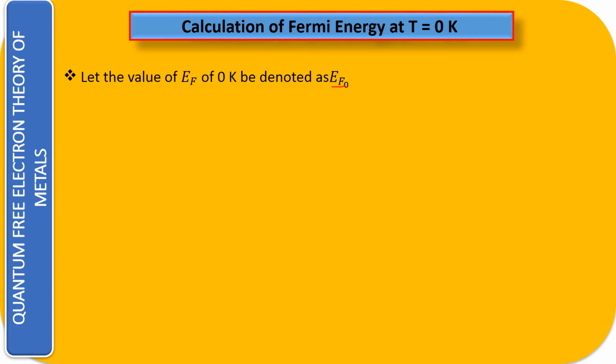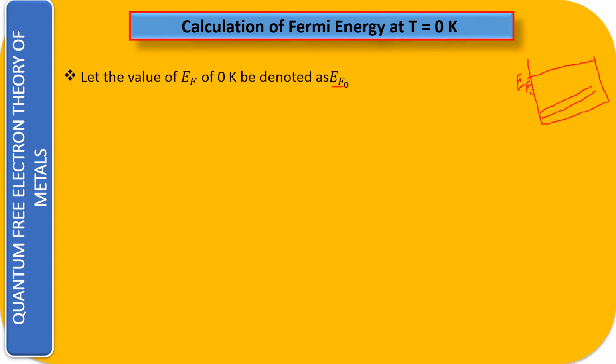So you must be knowing, just to revise your concept, we have the different energy states. These are the energy states that we have taken. This is your Fermi energy, the topmost level at 0 Kelvin, of course. So we are calling the Fermi energy EF naught at 0 Kelvin.